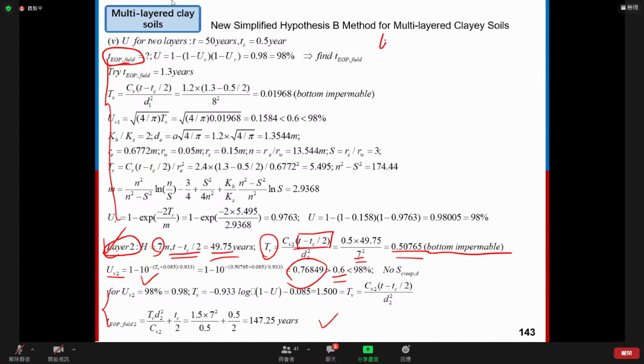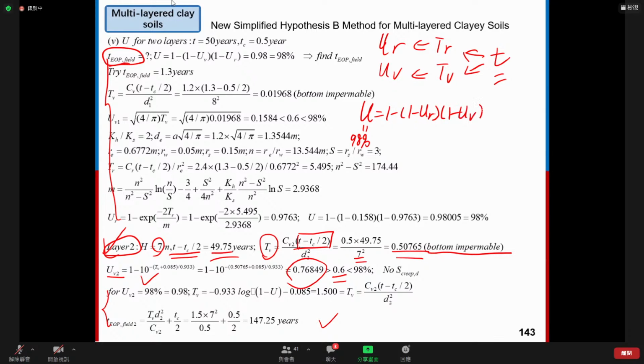we have UR, we have UV, right? TR, TV. Both of them are from T. This T actually is what we want at the EOP, at field. So when overall consolidation degree is equal to 98%, which is equal to this one, right? And these two are functions of T, function of T.